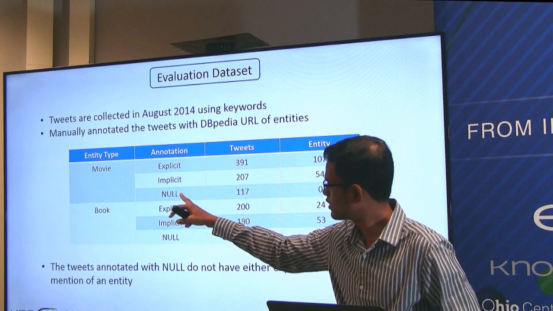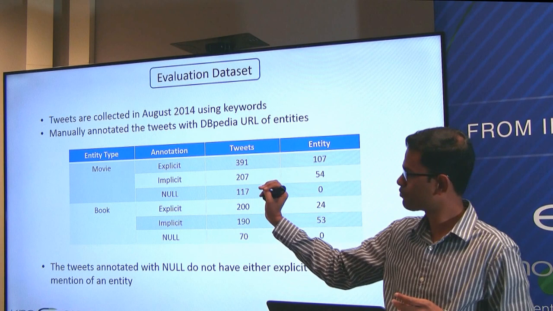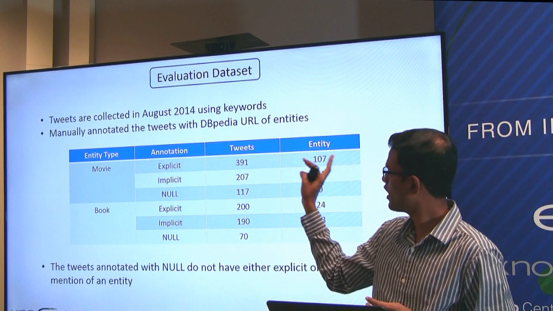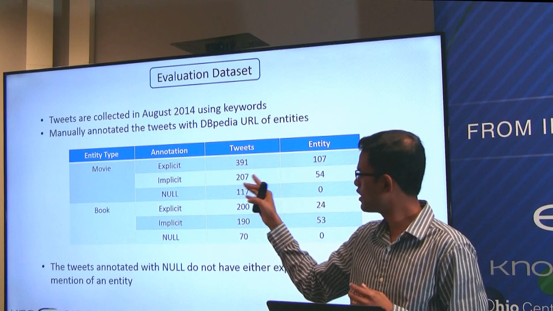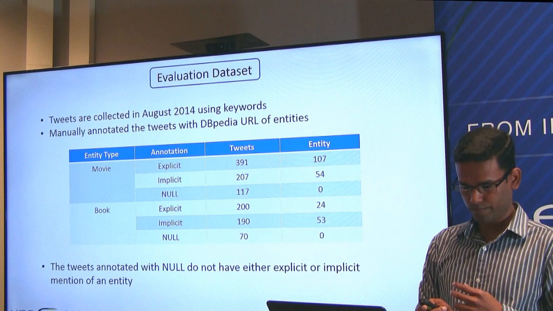So what this table tells you is that there were this many tweets with explicit mention of movies. Among these 391, 107 distinct entities were there. And among these 207, 54 distinct entities were there. And the same reading applies for the books.